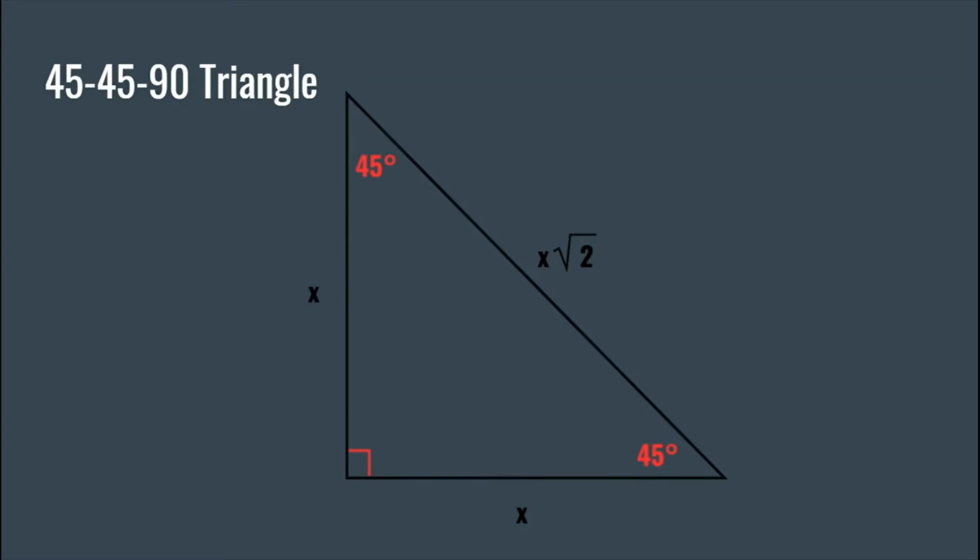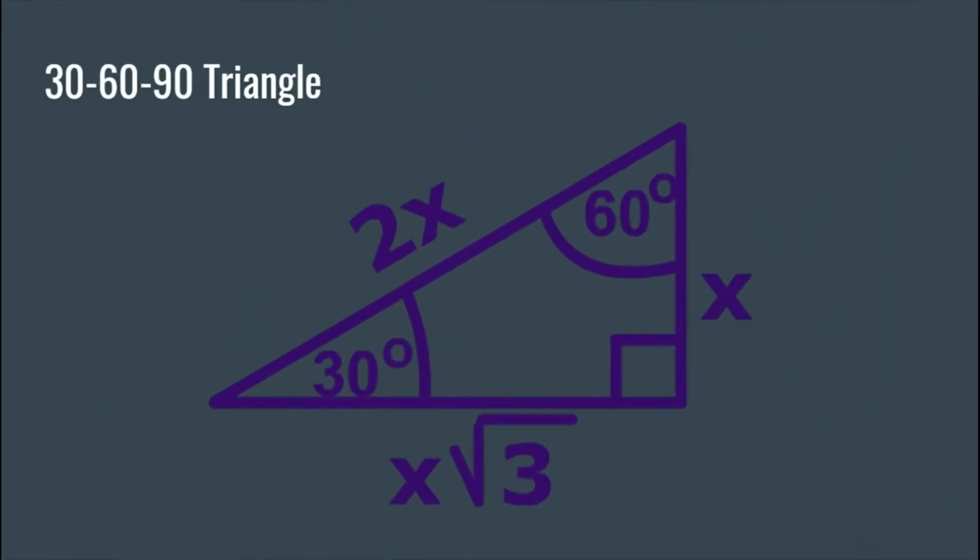The second special right triangle we have is the 30, 60, 90 triangle. Again, it's another right triangle, and this time you have a 30 degree and a 60 degree angle. This one's a little bit more confusing, so I'll break it down for you. Across from the 30 degree angle, your smallest angle, is your smallest side. Across from your right angle, the hypotenuse will be twice the length of your shortest side. And the side across from the 60 degree angle will be the shortest side times the square root of 3.